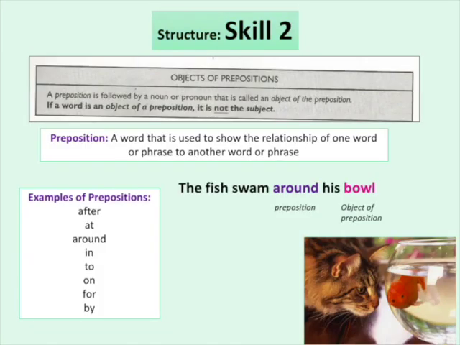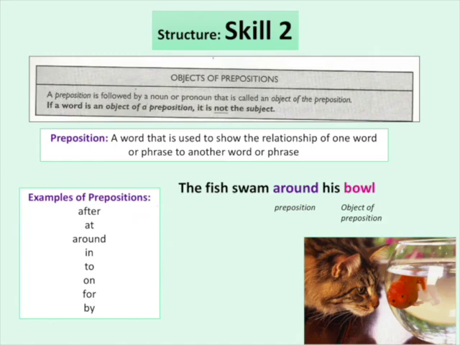Skill 2 is about objects of prepositions. A preposition is followed by a noun or a pronoun that is called an object of the preposition. If a word is an object of a preposition, it is not the subject. This is important to remember. So some examples of prepositions are down here, but there are many more prepositions.